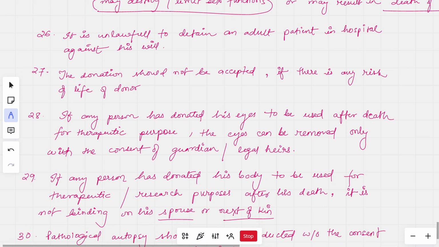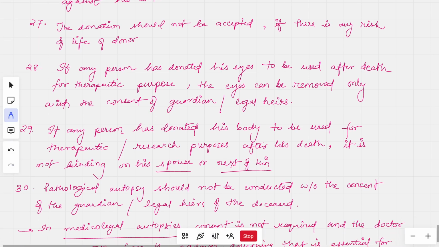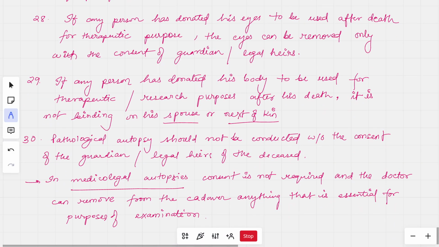Point number 27 says the donation should not be accepted if there is any risk to the life of a donor. Okay, in case of a donation, the consent is given by the donor, but if it involves risk to the life of the donor, it should not be accepted. Number 28 point says if any person has donated his eyes to be used after death for therapeutic purposes, the eyes can be removed only with the consent of the guardian or legal heirs. Number 29 point says if any person has donated his body to be used for therapeutic or research purposes after his death, it is not binding on his spouse or next of kin.